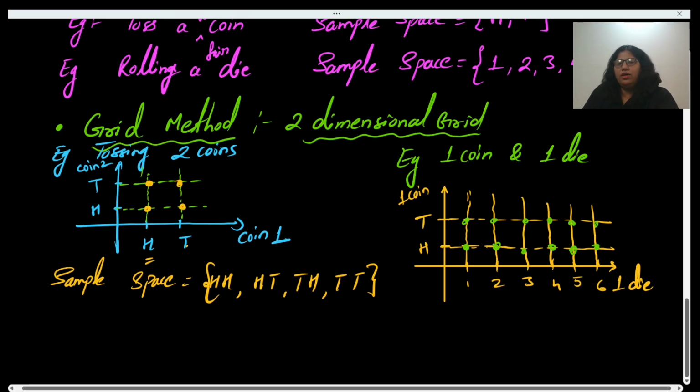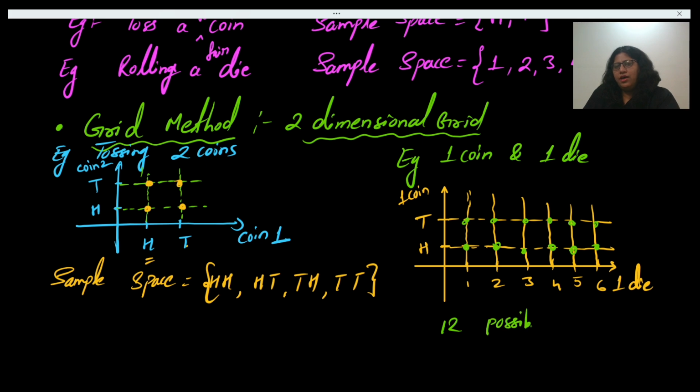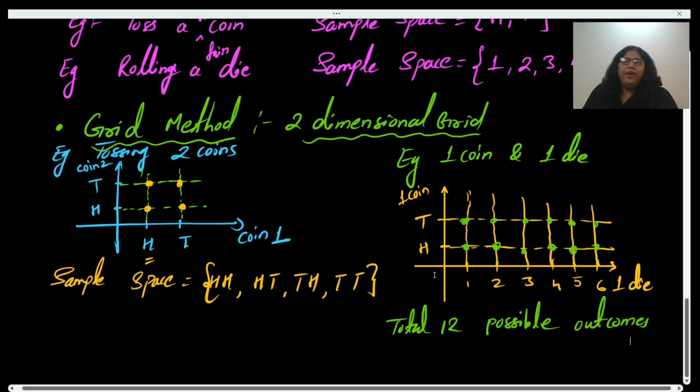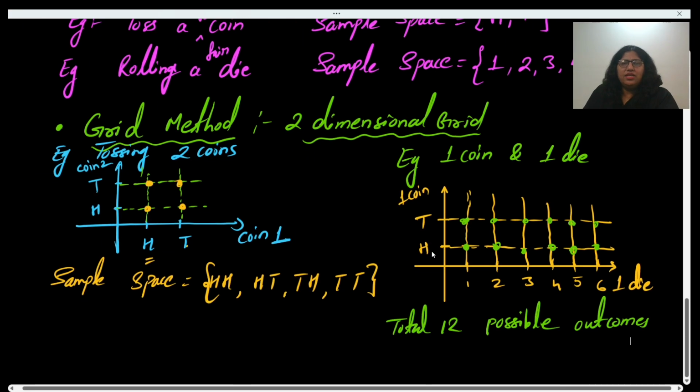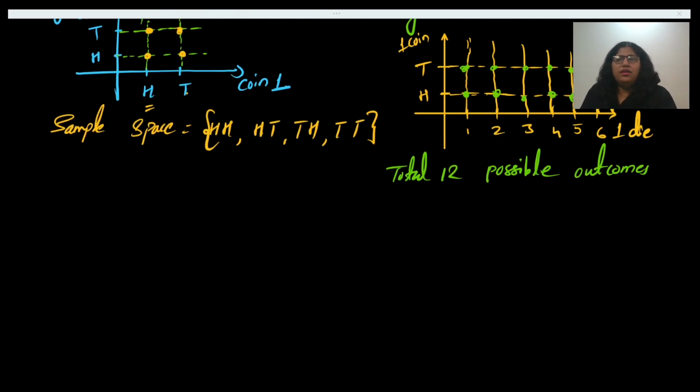How many possible outcomes are there here? You can count the intersections, and you get a total of 12 possible outcomes. So the grid method helps us find the sample space when there are two coins or dice, or a coin and a die. This is the second method. The first one is just listing it. Now what is the third method?